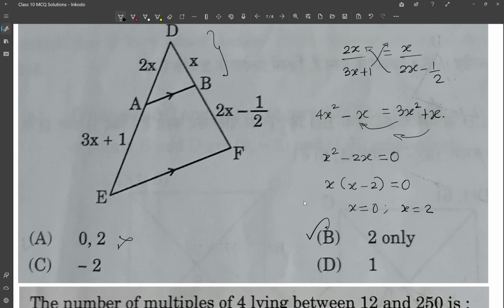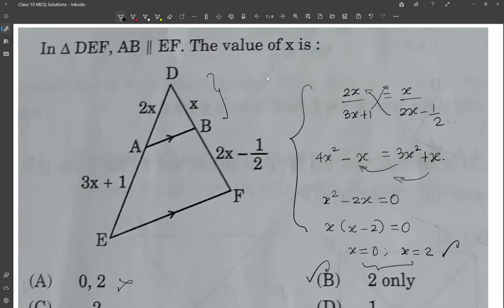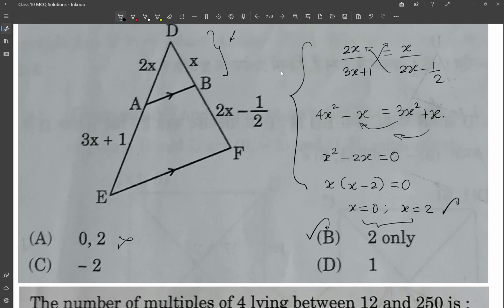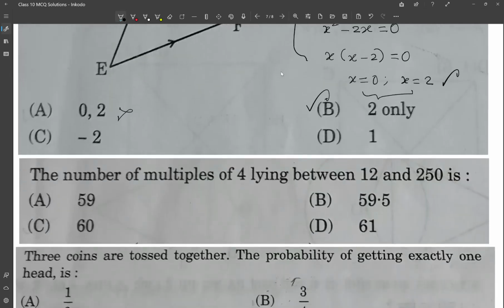You have to be a little careful about it. Even though you're getting two possible values for x, mathematically it's correct. If you solve the equation, mathematically you're getting two values and they are both correct. But you'll have to check whether x can be 0 because x is a line segment. It cannot have 0 length. So option B is the correct one.